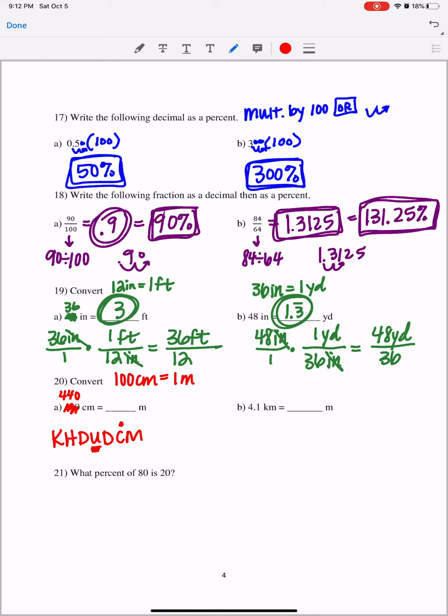So how many times do you have to move your decimal to get to your unit? We are moving it 1, 2, and I'm not just moving it 2, but I'm also moving it 2 units to the left. So take your 440, your decimal's in the back, and move it 1, 2 units to the left, and you get 4.4 as well.